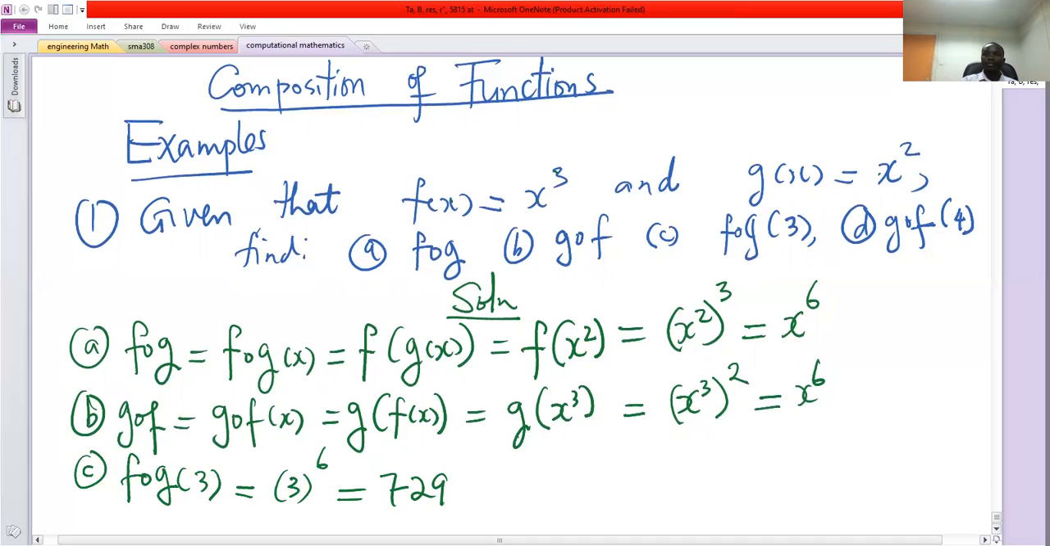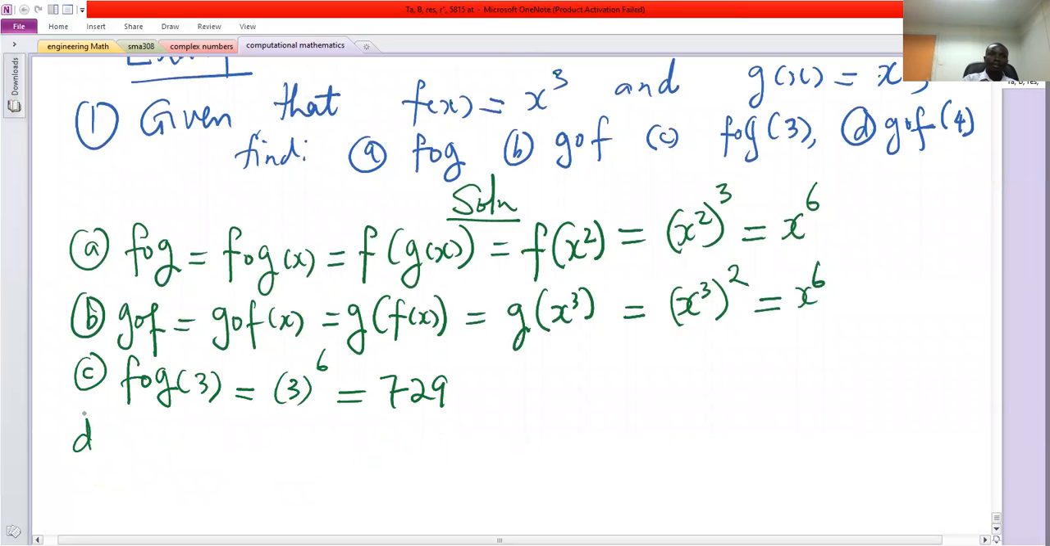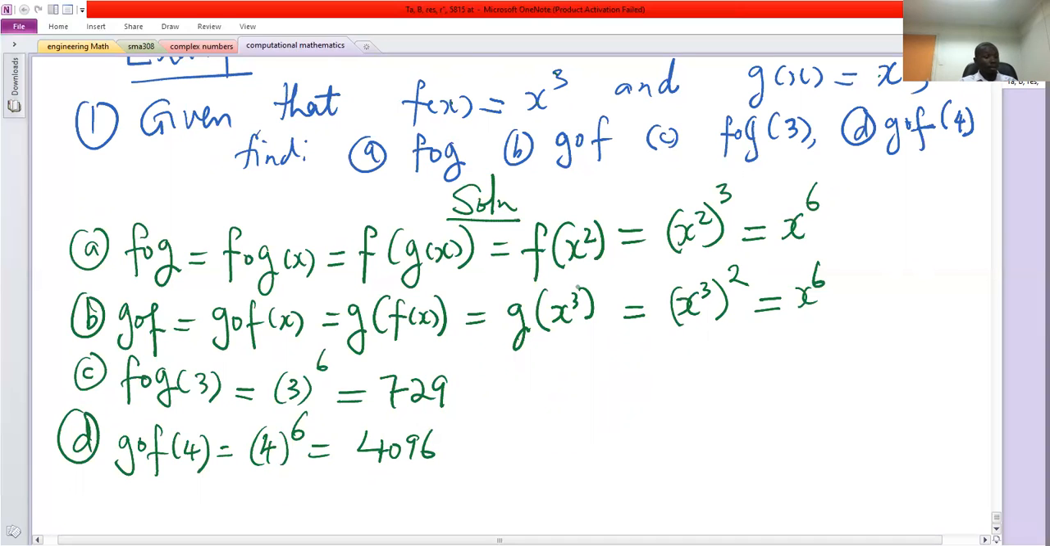And then g composed with f at 4. g composed with f at 4 will be, take that 4, you raise it to power 6, so this is what you have. So 4 power 6 gives us 4096. So this is how we solve that problem.